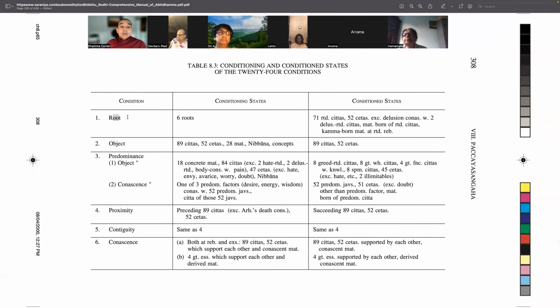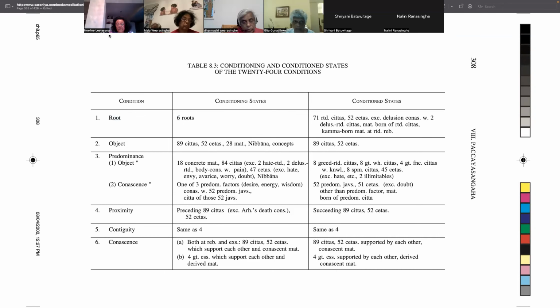Now, root, the condition. How many roots are there? 6. Six roots: greed, hatred, delusion, non-greed, non-hatred, non-delusion, right? Because of the roots, what arises? All the rooted consciousnesses arise because of the roots.